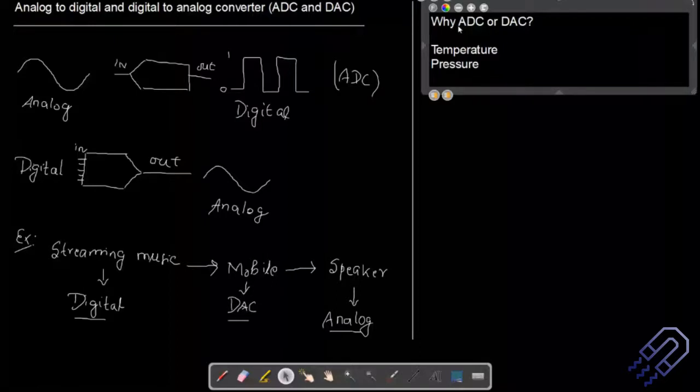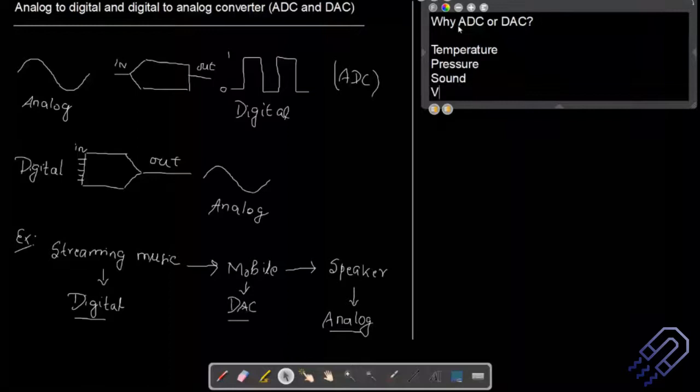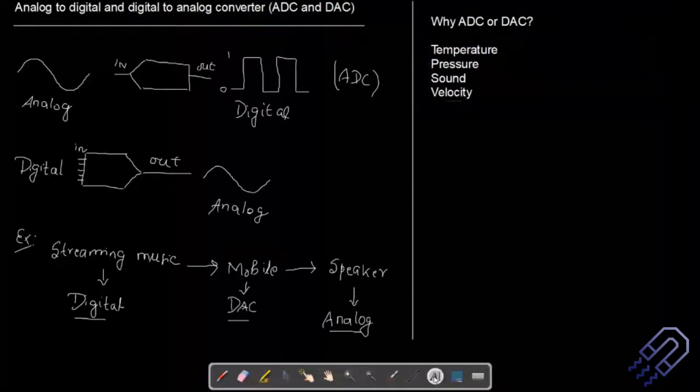If we talk about sound, what is the intensity of sound that we're talking about? If we're talking about velocity or speed, how much is the speed? How much is the velocity? And so on. So whatever signals we basically have, we are basically going to use. These are all analog in nature.